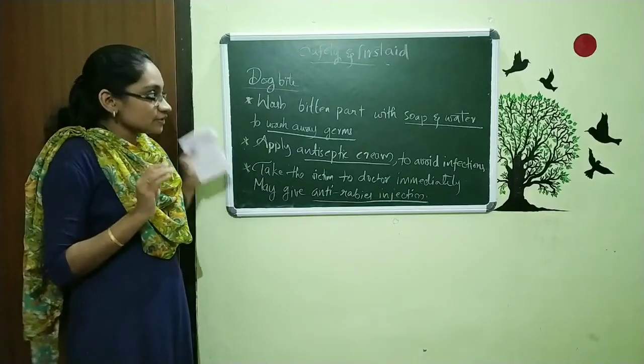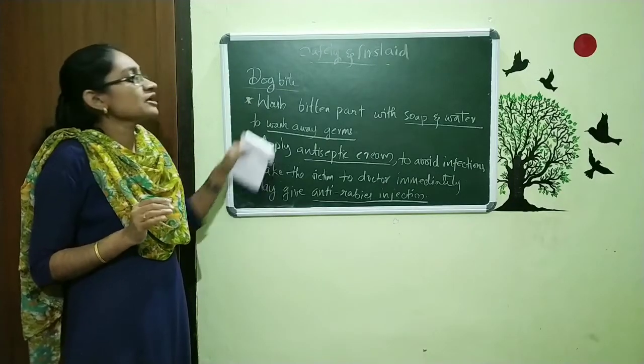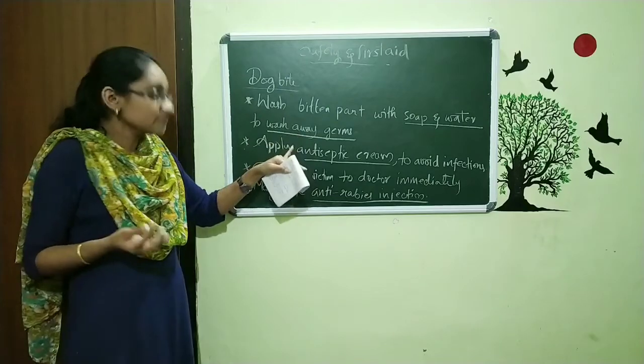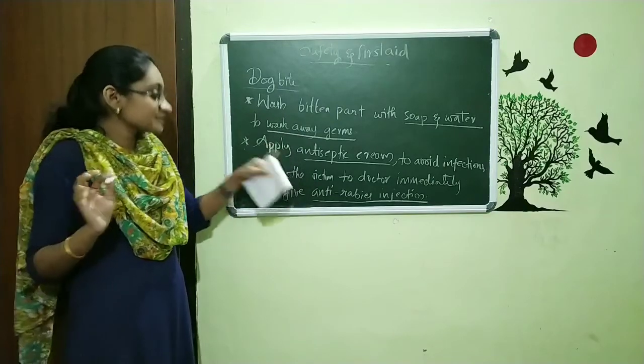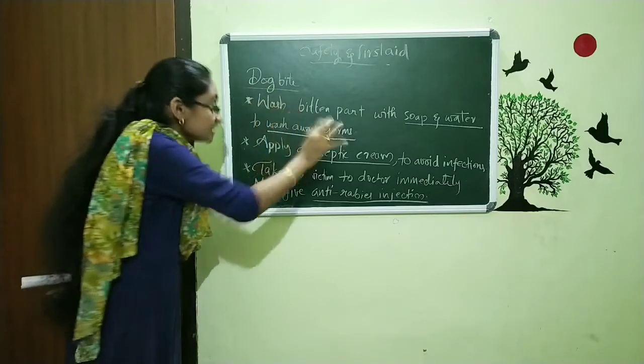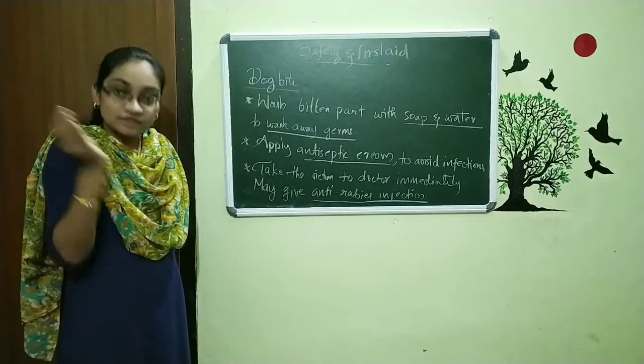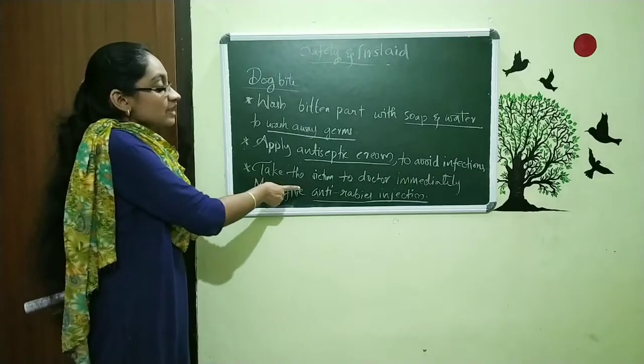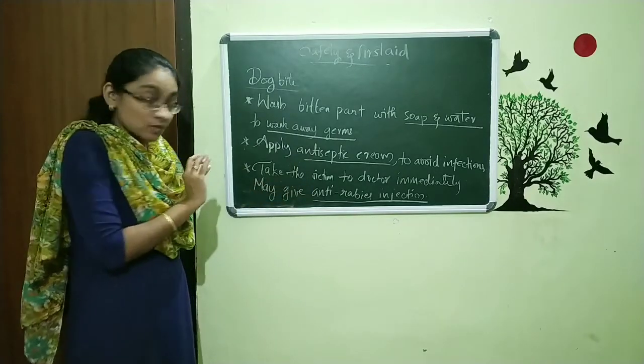About the dog bite, only three points are there. We wash the part with soap and water to wash away the germs. Then apply antiseptic cream to avoid infections, and then bring the victim to the doctor, and the doctor will give the anti-rabies injection. This is our only point.